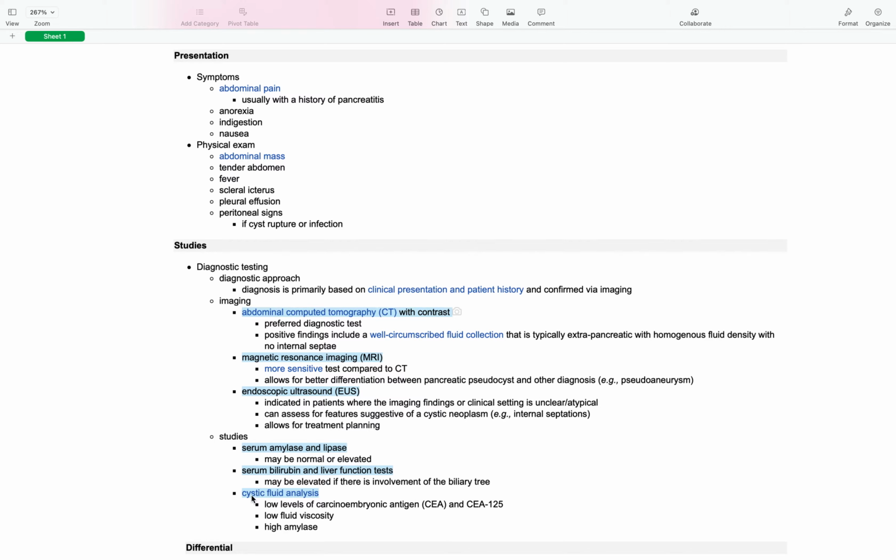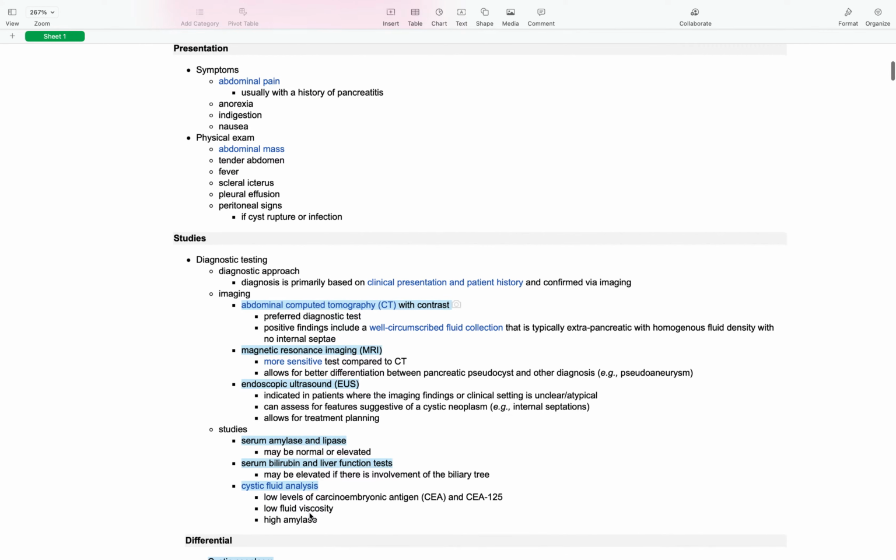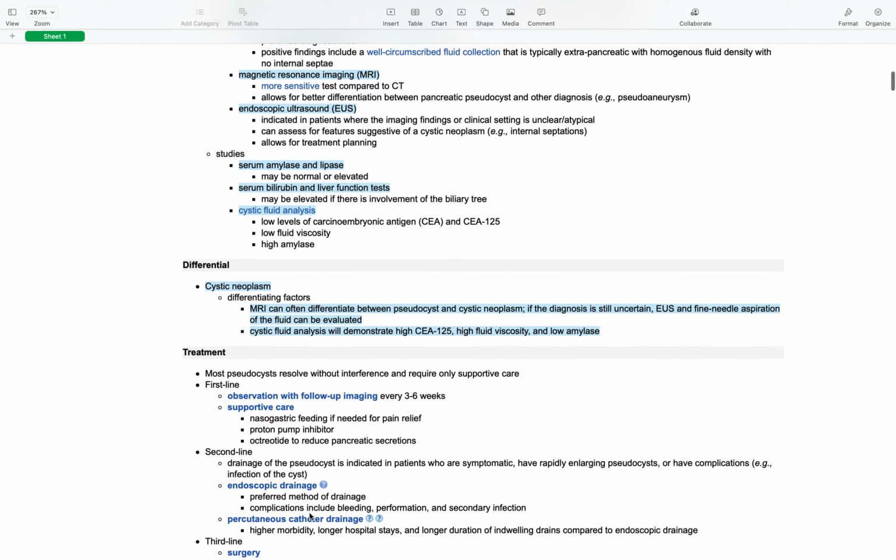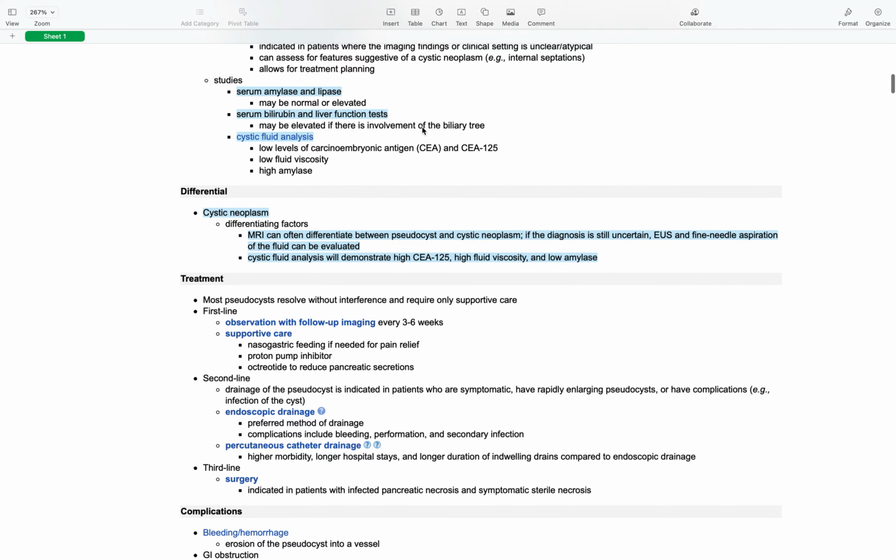You have aspirated the fluid and want to analyze the cystic fluid. Next is this. Why do you aspirate the fluid? Because you want to differentiate that from a cystic neoplasm. MRI can often differentiate between pseudocyst and cystic neoplasm. If the diagnosis is still uncertain, ultrasound with fine needle aspiration of the fluid can be evaluated.